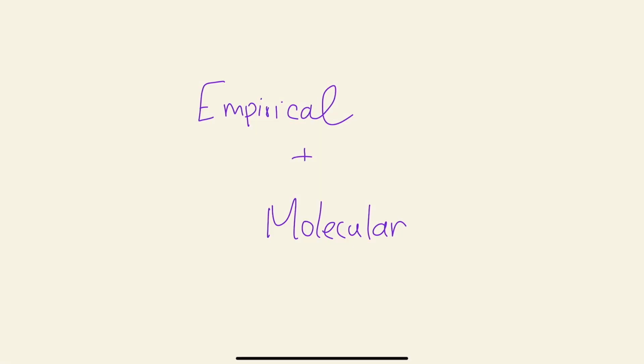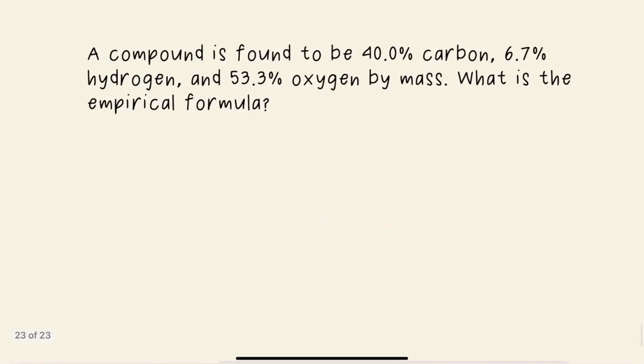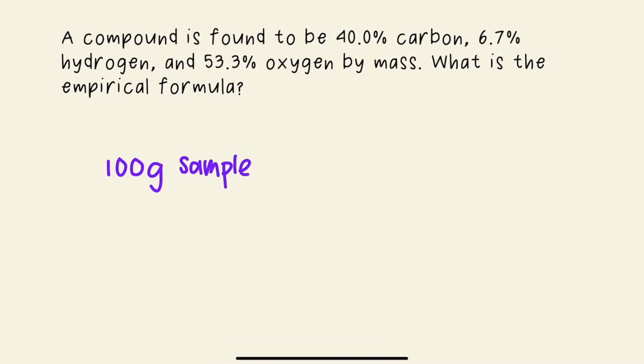Now we can move on to how to create empirical and molecular formulas. We can create empirical formulas based on a given percent composition for a compound. In this problem, we have a compound which is found to be 40% carbon, 6.7% hydrogen, and 53.3% oxygen. So what is the empirical formula? The first thing we're going to do is assume that our total sample is 100 grams. Then, based on the percent composition, we should have 40 grams of carbon, 6.7 grams of hydrogen, and 53.3 grams of oxygen.